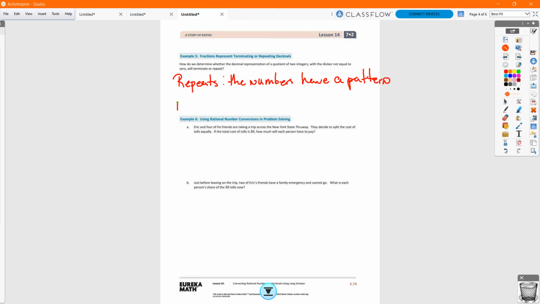With numbers that terminate, they stop at a certain number. Okay, so you need to remember that, all right? Repeating numbers will show a pattern. Terminating numbers will just stop at a certain number. They won't continue on and on and on.